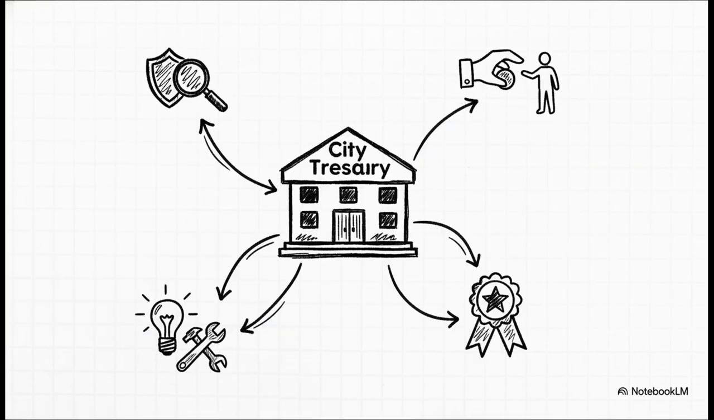So where does all this money actually go? This is so important. It doesn't end up in some CEO's pocket. Nope. It all flows into a public city treasury. And from there, it gets invested right back into the city itself. We're talking security audits to keep the city safe, grants for developers building new things, bounties for improving quality. It's all about maintaining and upgrading the public infrastructure for everyone.